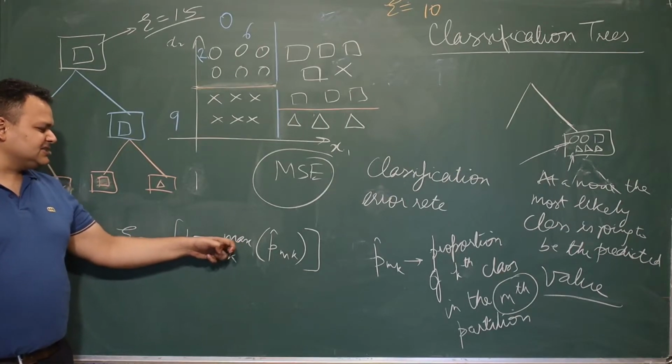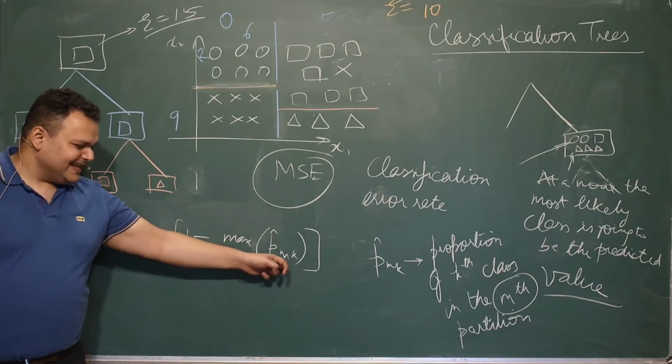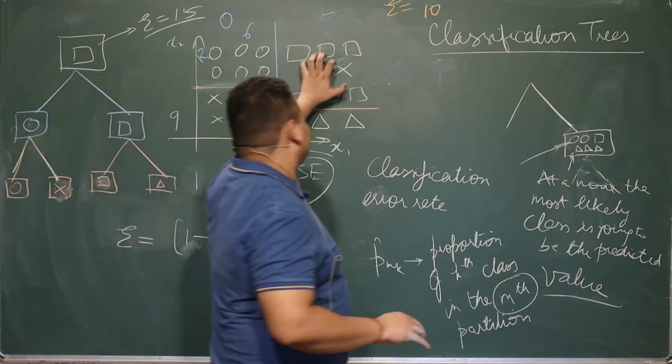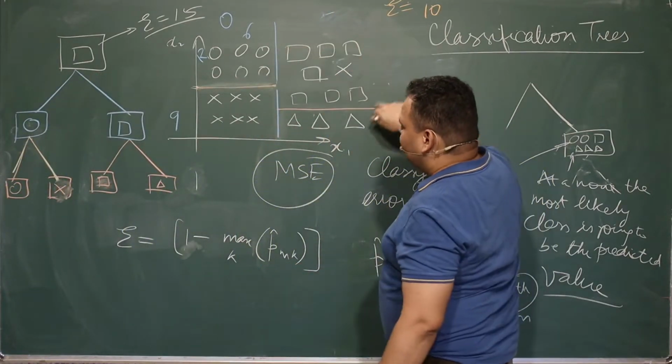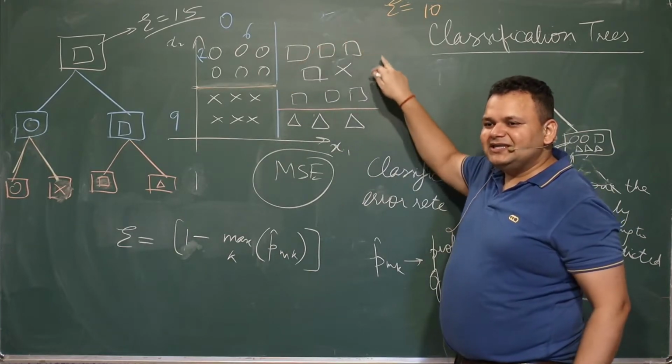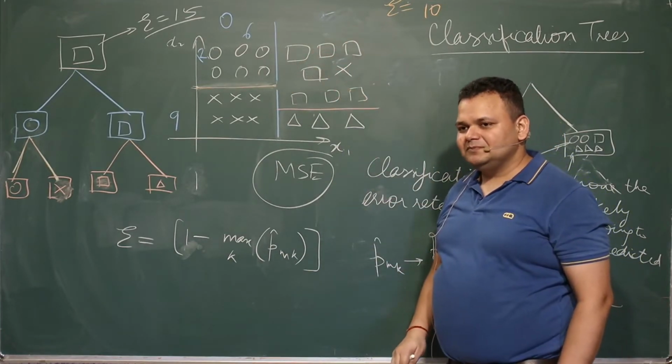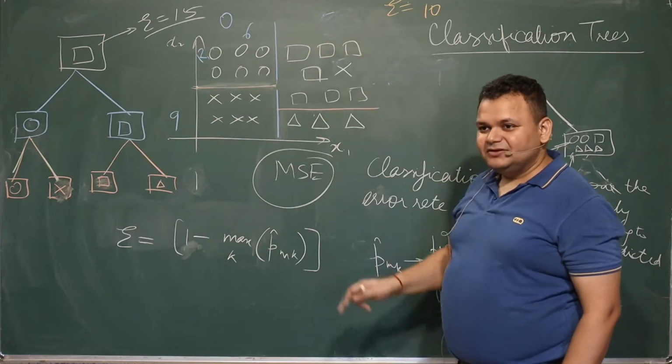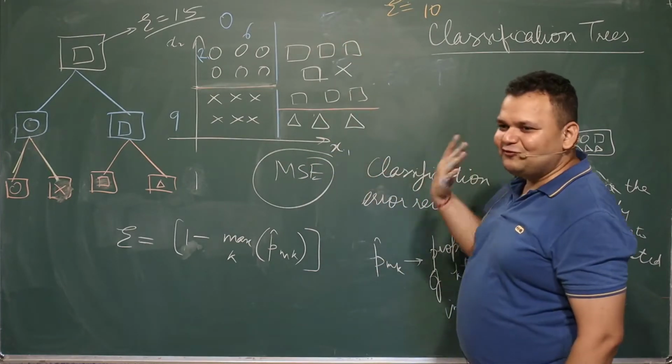I'm taking the max of the proportion of the kth class in that particular partition. Let us look at this partition. How many classes do I have in this partition? 2 classes. Okay, what is the proportion of the first class?